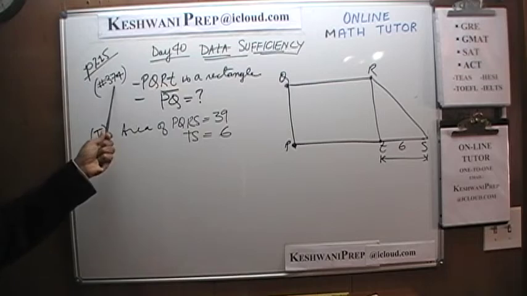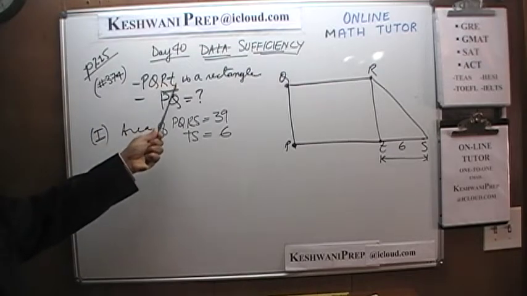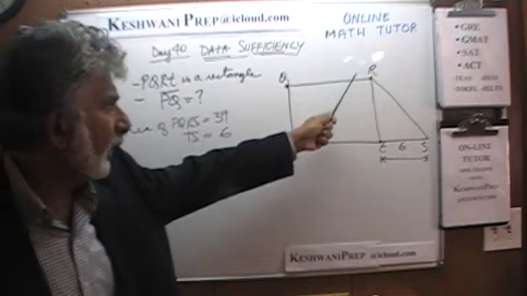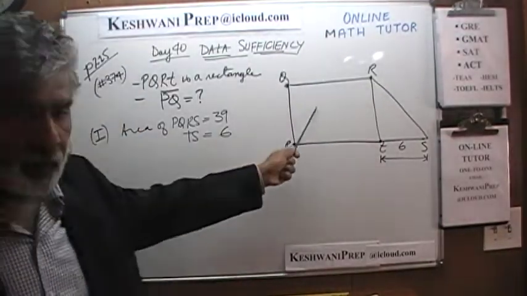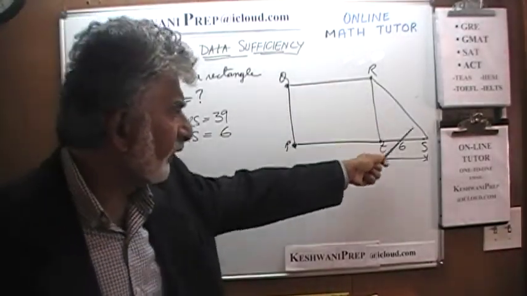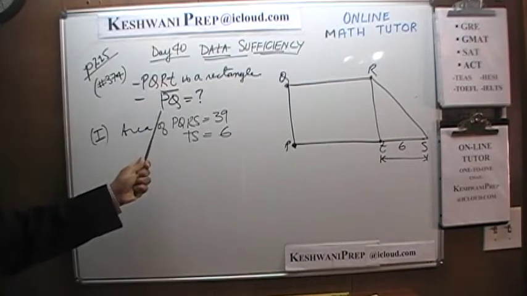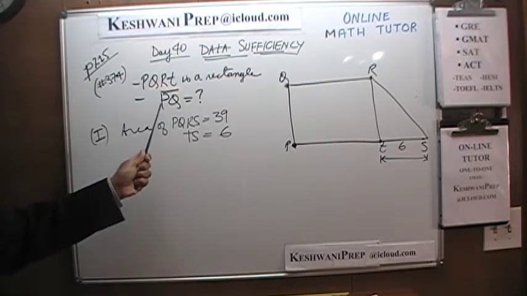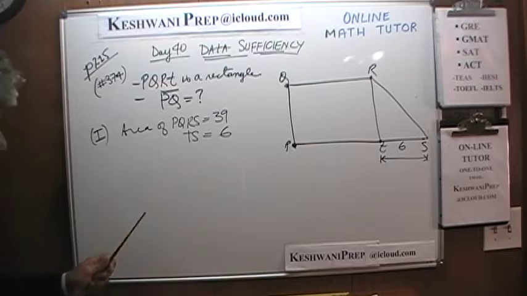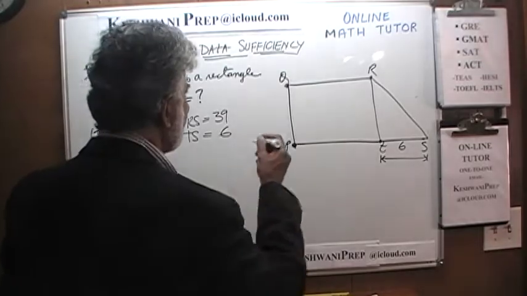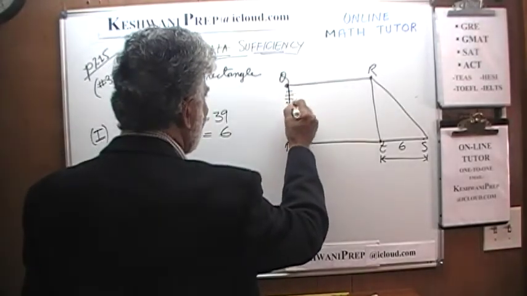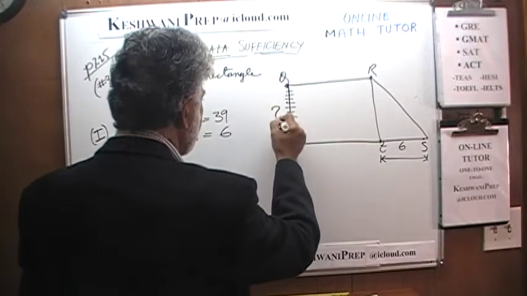Very first problem, number 374, we are told that PQRT is a rectangle. As we can see here, PQRT is a rectangle. Along with the rectangle, we are given a triangle, RST. And what we're being asked is the length of side PQ. This is what we have to find out somehow.